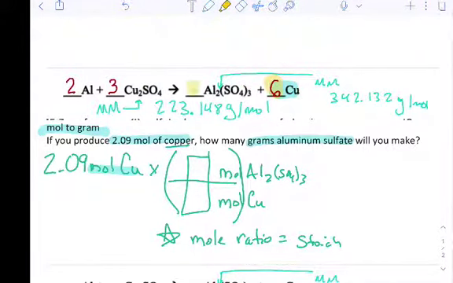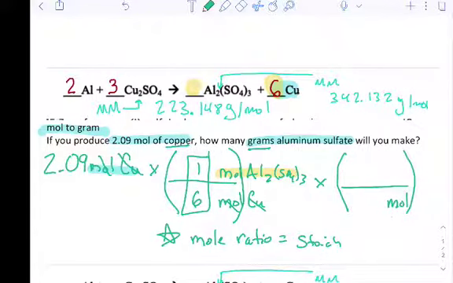So I am going to set up one more conversion factor that allows me to go from mole to gram. Given the fact that I set this up so my moles of copper canceled, my new label that's going on the bottom, because this is what I'm in, is moles of aluminum sulfate. On top then can be grams of aluminum sulfate because that's what I'm solving for.